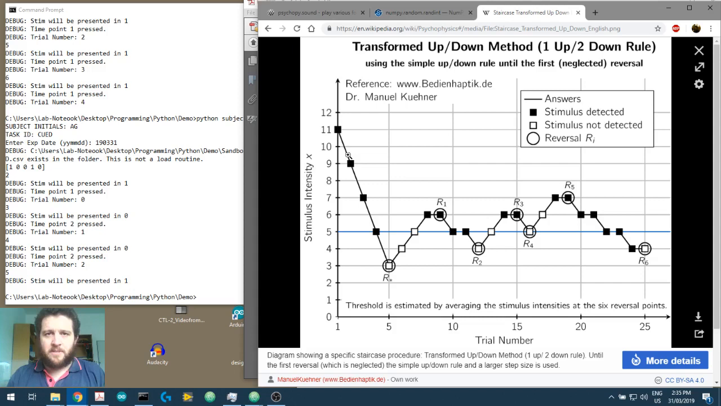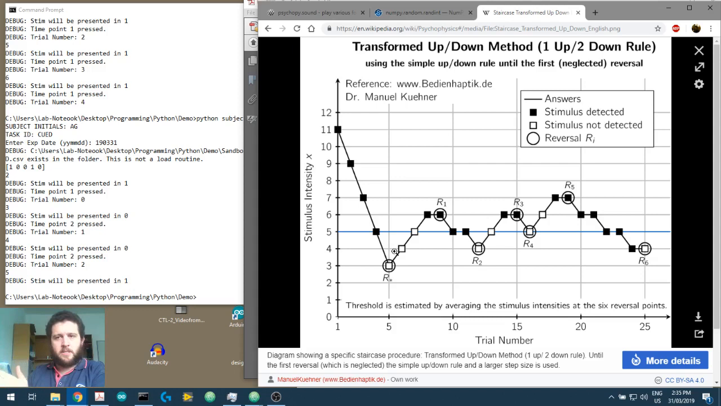And so here, for this initial falling phase, we're going to have a one down, one up approach. One down means they only need to get one correct for the stimulus intensity to go down. So one down, one down, one down, one down. Okay, now they got it incorrect. So we jump off the one down, one up to now a two down, one up.